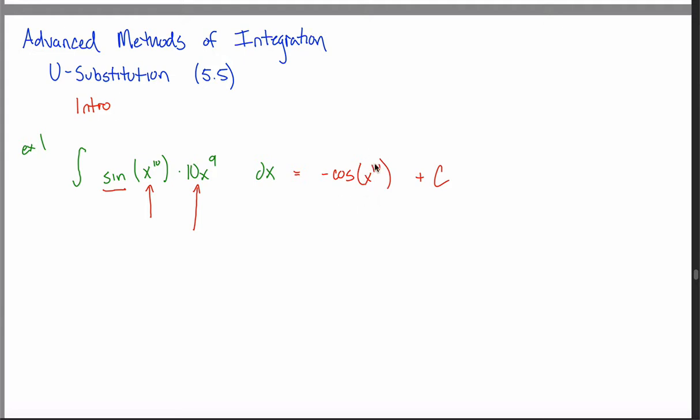So it's the sine of x to the 10th power, but then I'm not done. I still have to multiply by the derivative of that x to the 10th. That's this 10x to the 9th. The chain rule allows us to go from here to here.